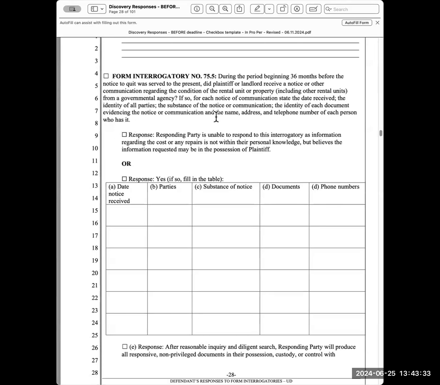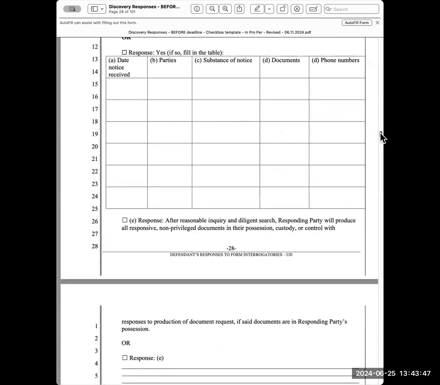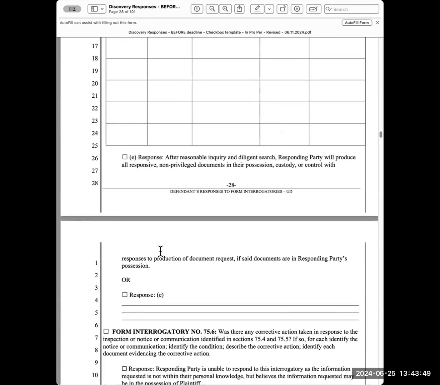Doesn't mean it didn't happen. It just means that you aren't able to respond because this information may not be in your knowledge, but you believe if it does exist, it's in the possession of the plaintiff. Down below here is about having evidence from the government agency. If you do have evidence, you would check here and put that evidence in your binder. Otherwise, check here and explain.